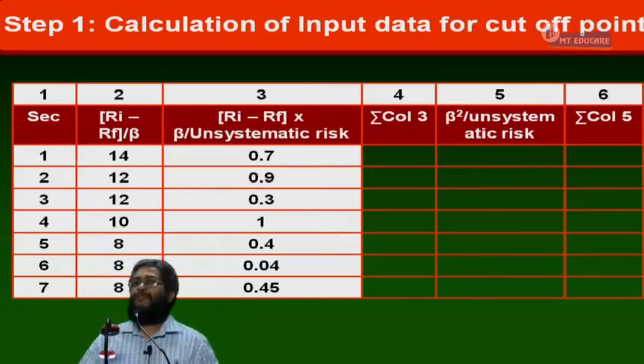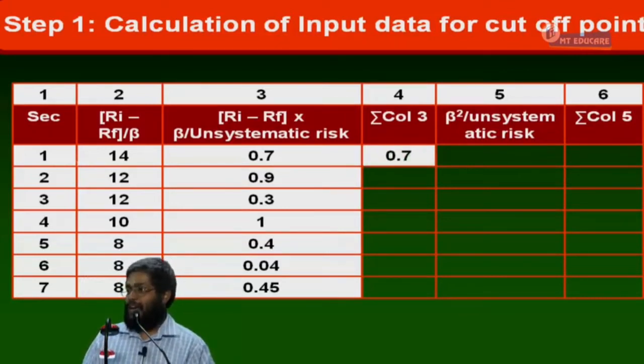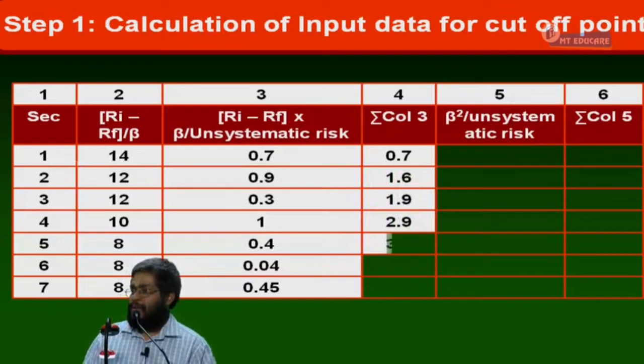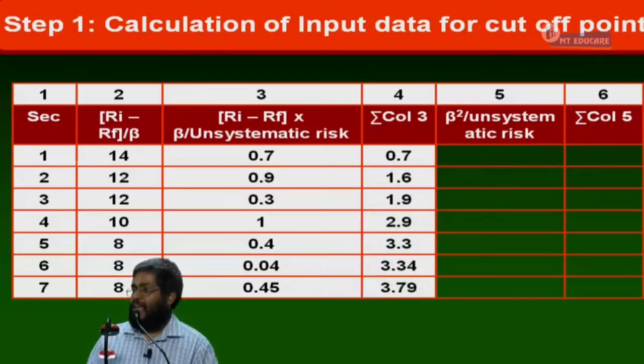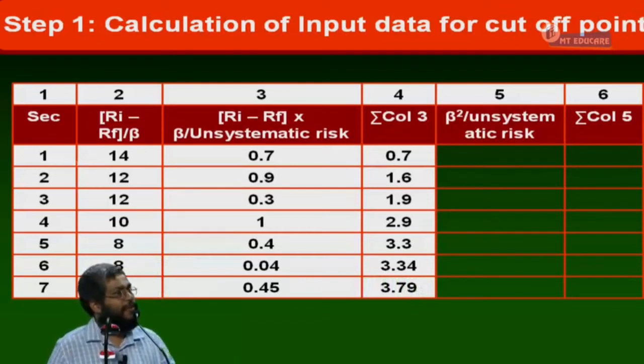Column 4 is sigma column 3. Column 4 is what? Cumulative column 3. First is what? 0.7 plus 0.9 gives you 1.6, into 0.3 gives you 1.9, into 1 gives 2.9, 3.3, 3.34, 3.79. This is column 4. Respond yes or no?